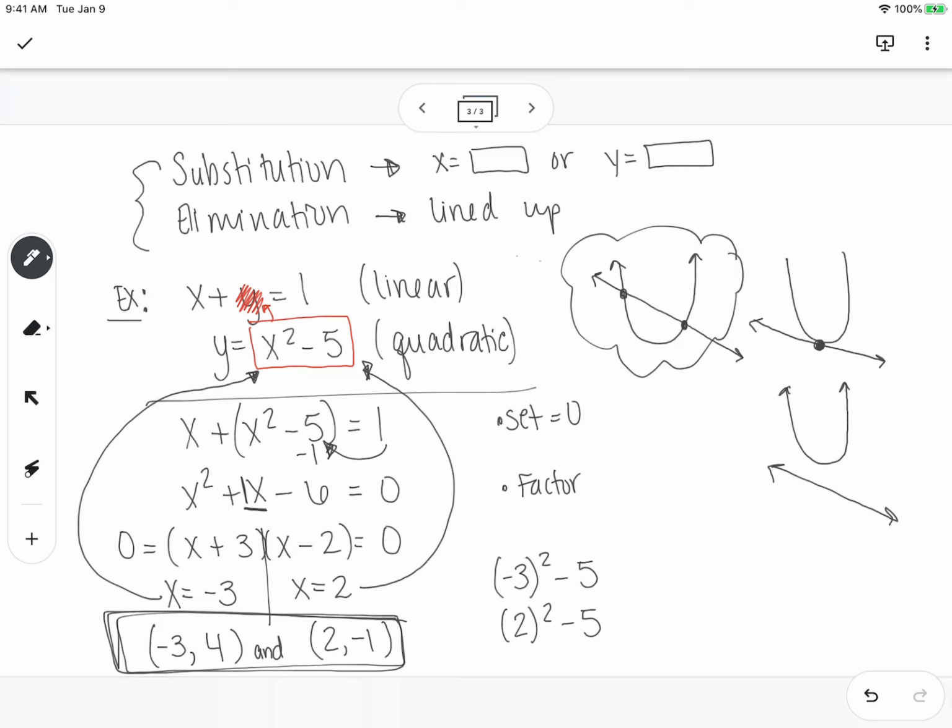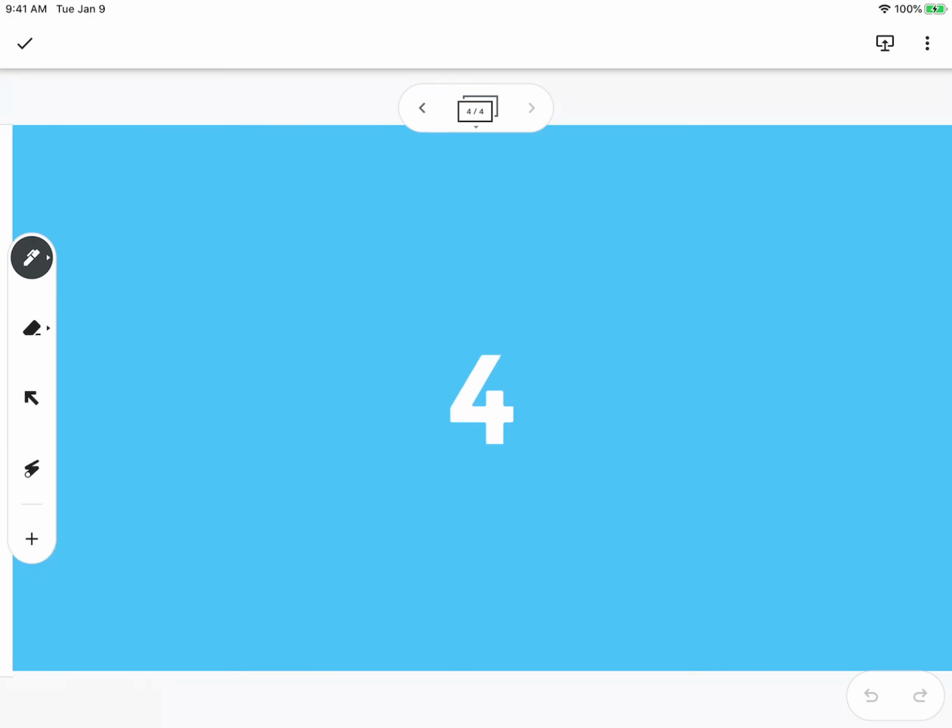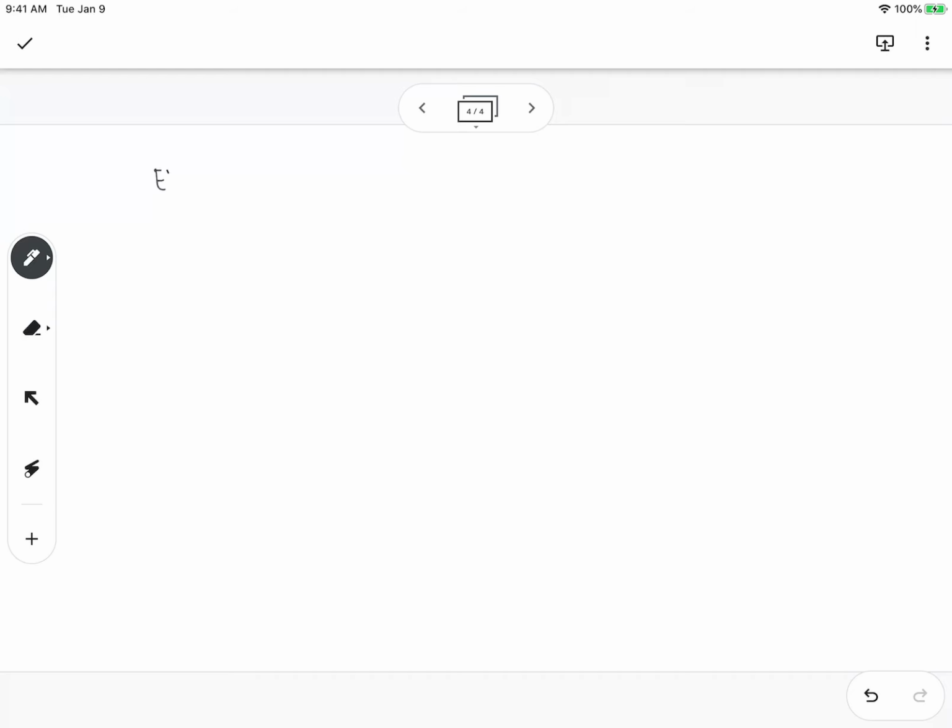All right, so let's take a look at another example. X squared plus y squared equals 9, and y equals x plus 3. So what I have here is a circle centered at 0, 0, and the radius is 3, because you have to take the square root of that 9. And then y equals x plus 3, that's a linear equation. So I have a circle and a line.